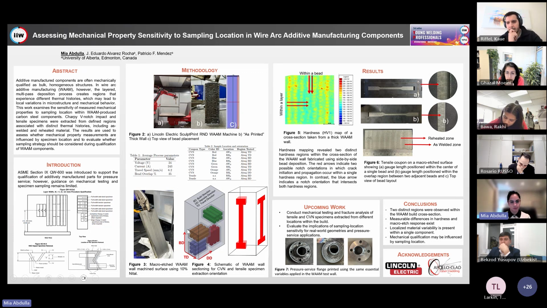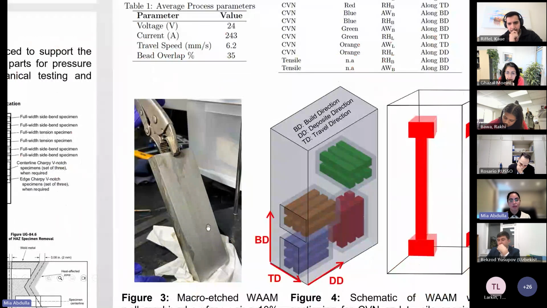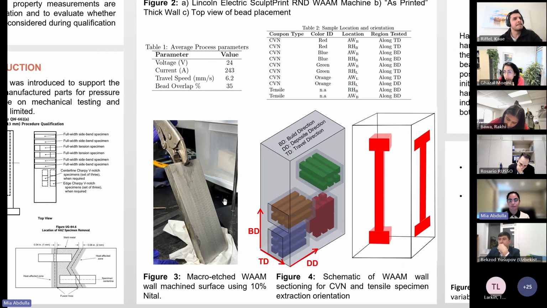And you can see, I'm not sure if you can see, but maybe I'll zoom in. We have a bead profile that you can see, and that way we can locate each sample, whether it be tensile or Charpy, in a specific region with specific thermal histories.